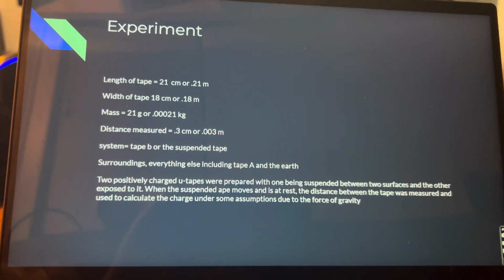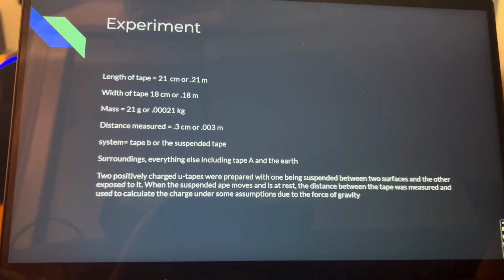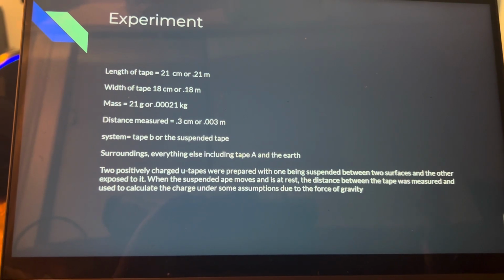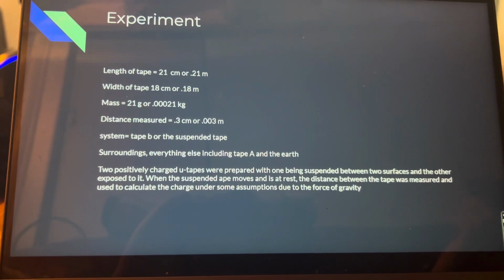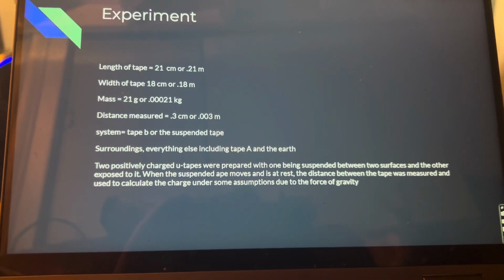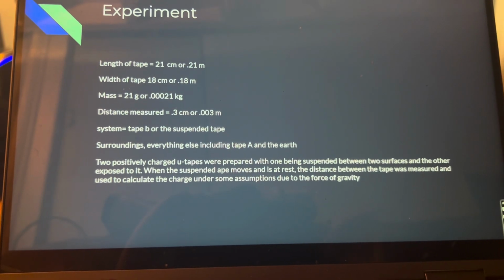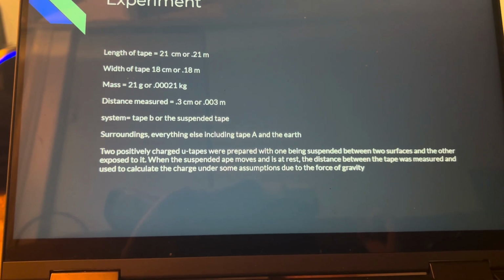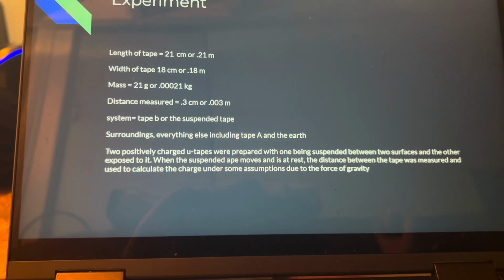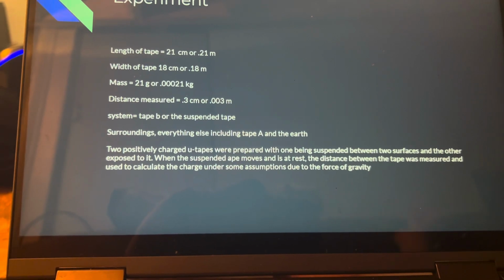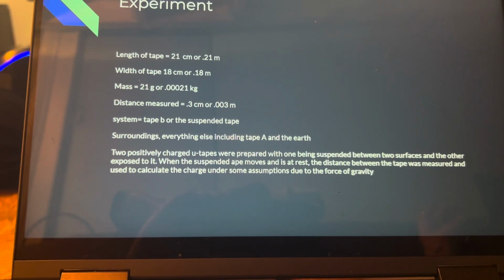So in terms of the experiment, the measured length of tape was about 0.21 meters, with its width being 0.18 meters, and its mass 0.000221 kilograms. For the result of the lab, the distance we measured, which is its interaction, was 0.003 meters. This is when the tape was at rest. Now for the system, this is tape B, or the suspended tape, which I will explain later, and the surroundings is everything including tape A and the earth.